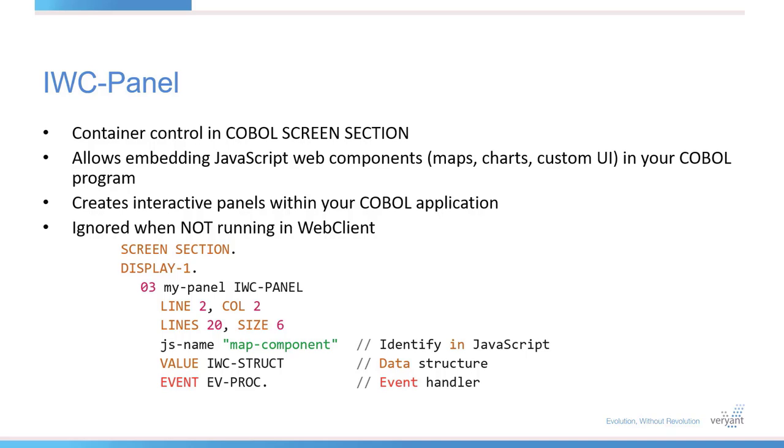To embed a web component in your screen, use a control called IWC PANEL. It's a container type of control, and it creates a panel inside of your COBOL application. Now you can add this to your main code, and it's going to be ignored in Thin Client or Fat Client. For instance, the code here would be used for our map sample that I was talking about earlier.